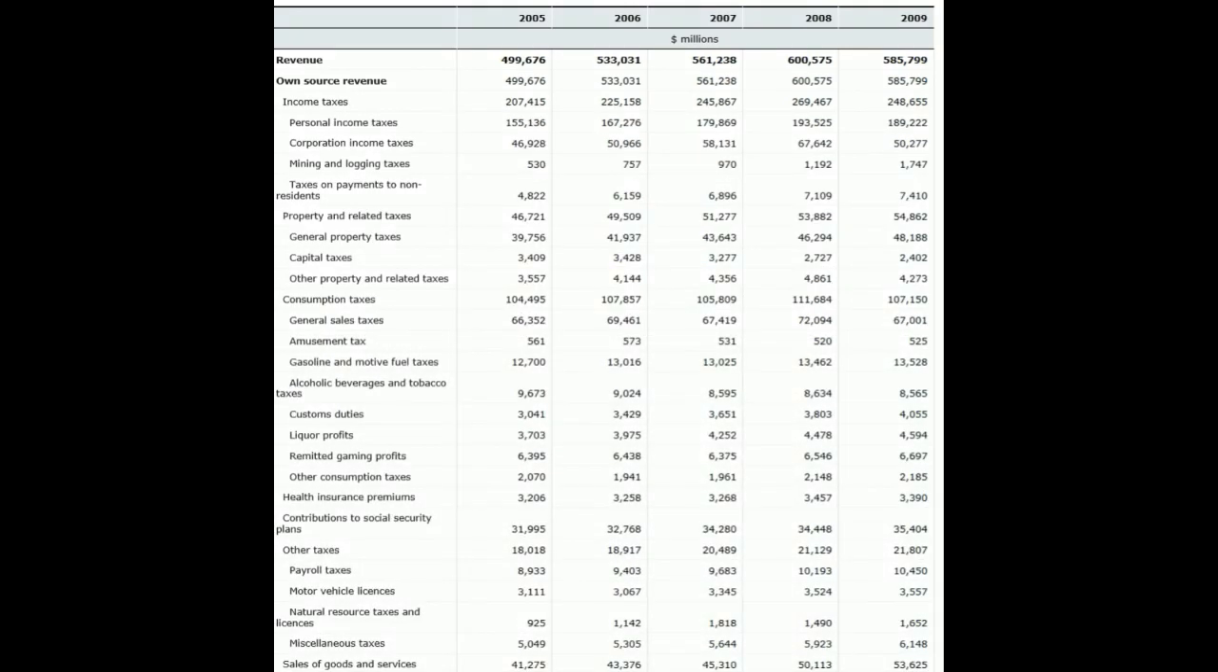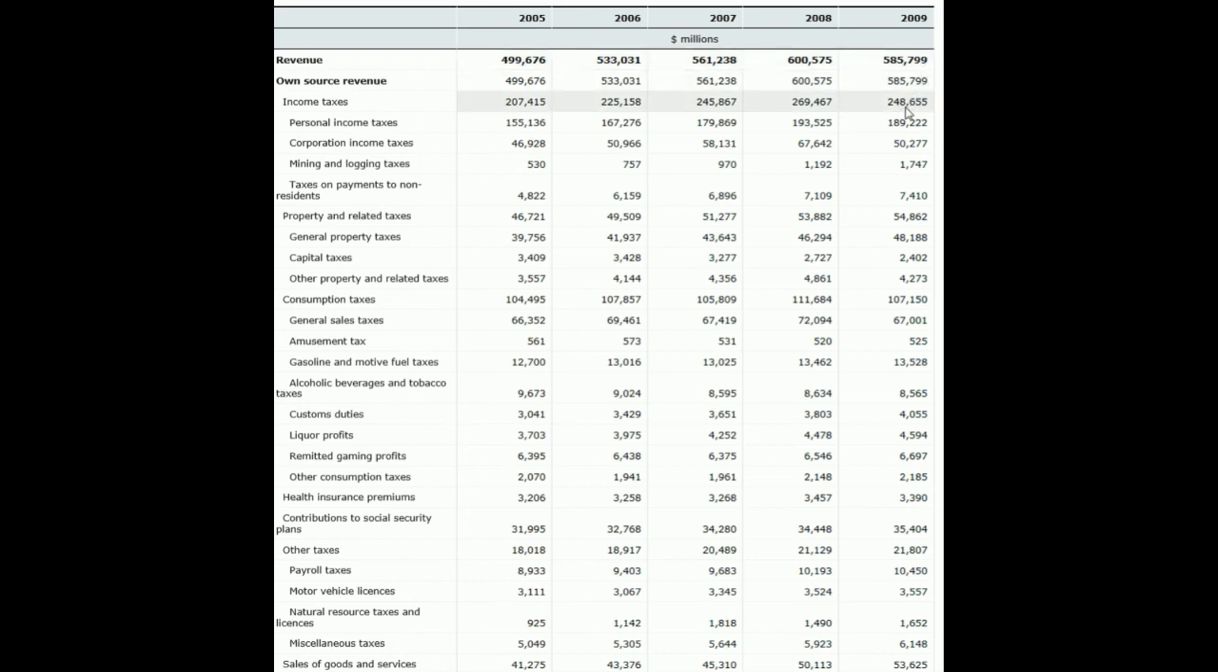We're looking into the source of revenue for the federal Canadian government. Now, if you look here for the year 2009, I couldn't find the other chart. They don't make it very easily available upon the internet. If you look at 2009, you'll see the revenue that they declared was $585 billion, $799 million as their own source of revenue. Now, where did they get this revenue? Where did they get all these billions of dollars?